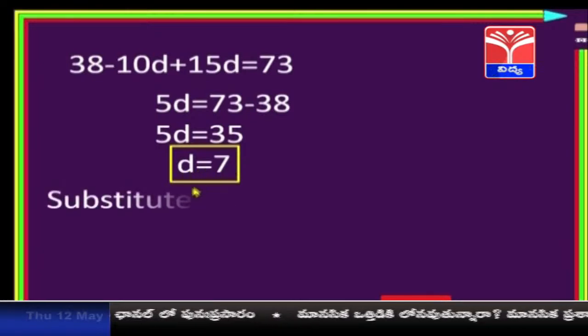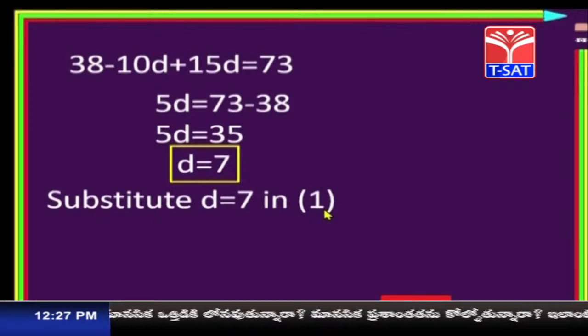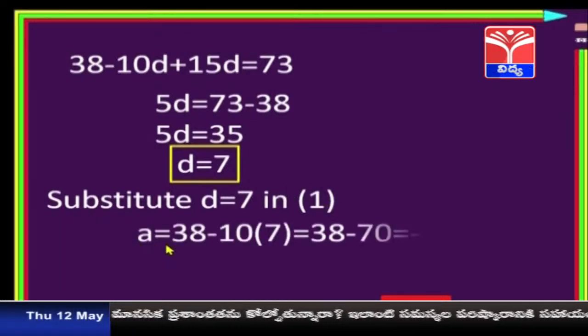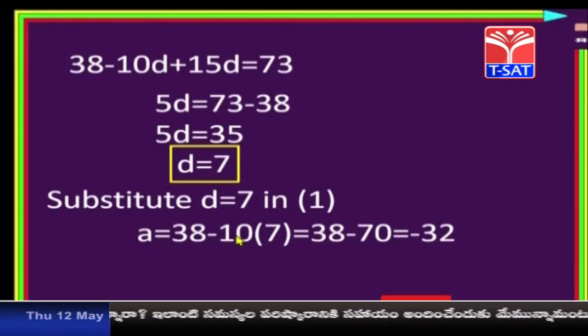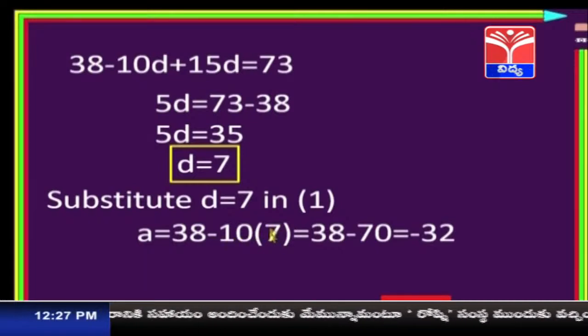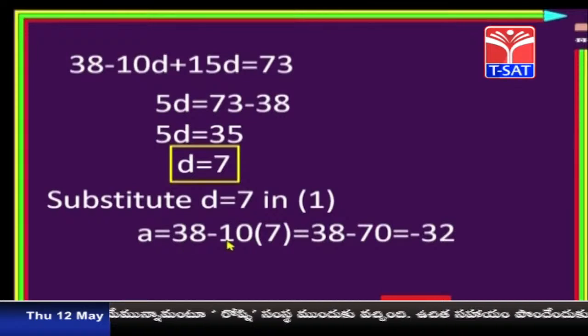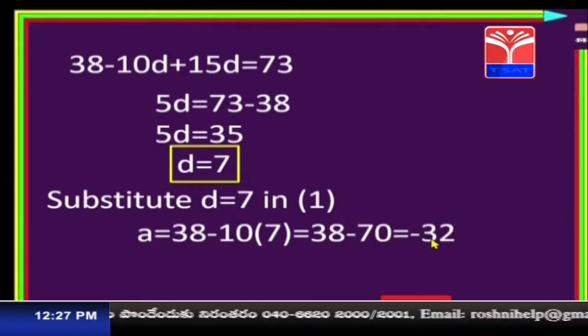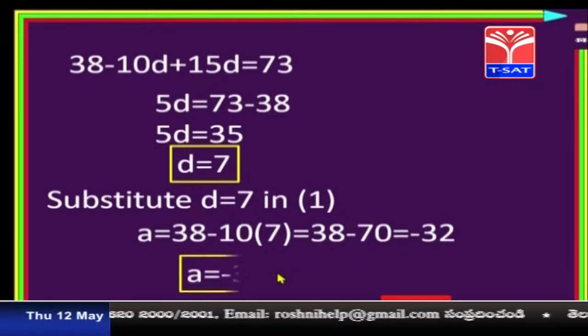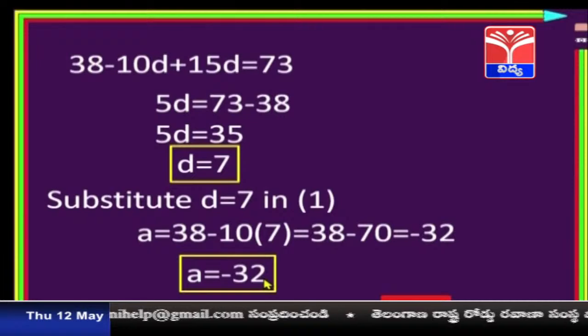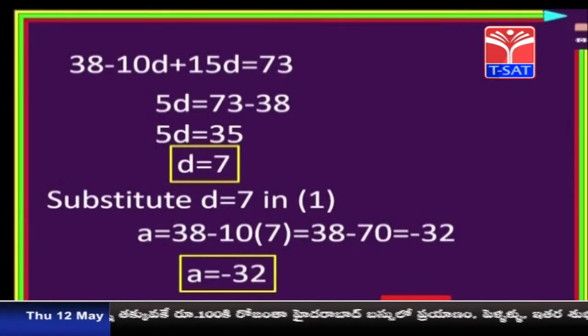Now, substitute this D value in relation 1 or 2. Okay. So, what is relation 1? That is A is equal to 38 minus 10D. So, as the D value is 7, substitute here 38 minus 10 into 7, 10 into 7, 70. So, 38 minus 70, that is minus 32. So, the value of A is minus 32. So, here by using the first two conditions, that is from the 11th and 16th terms, from those two relations we got the A value as minus 32 and the D value as 7.